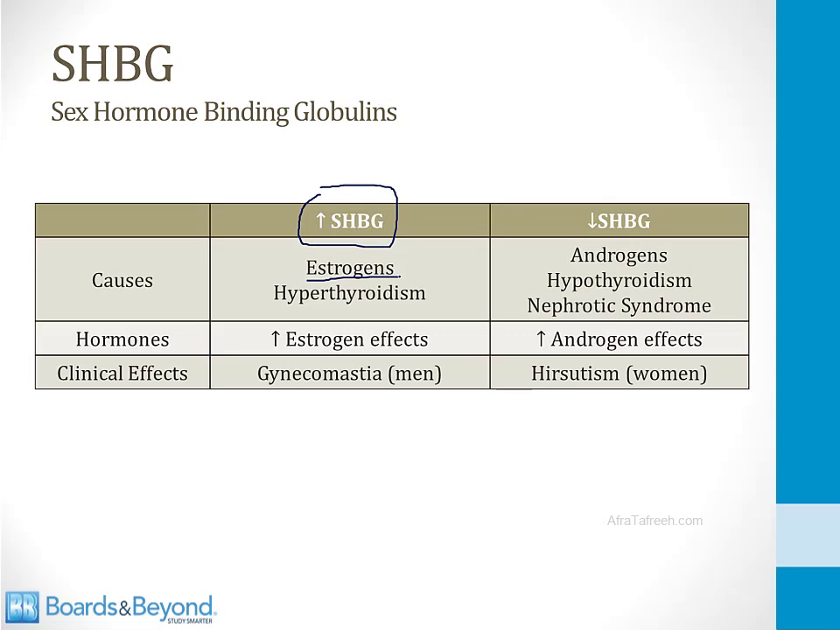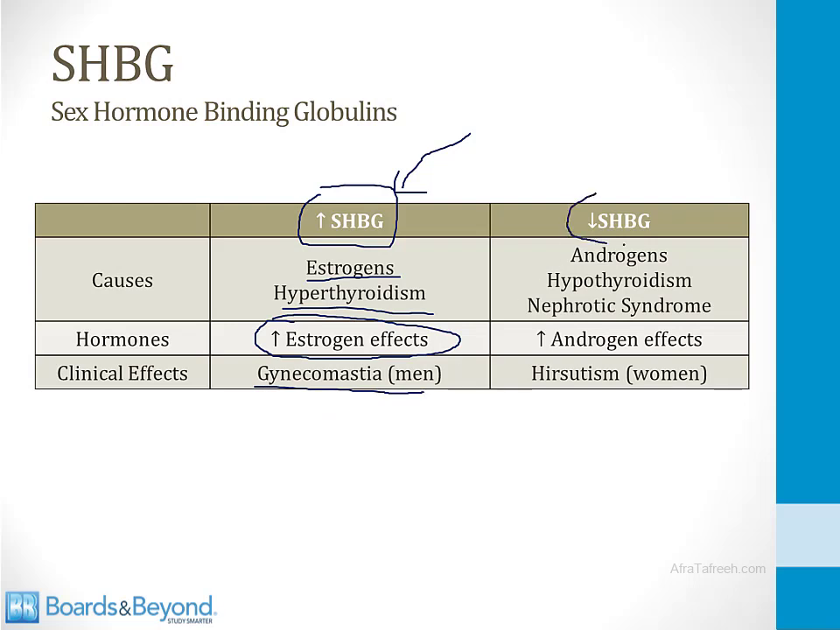You can also see a rise in the sex hormone binding globulin level in hyperthyroidism. In both of these instances, you can see an amplification of the estrogen effects because the amount of free estrogen relative to androgen will become increased due to the rise in sex hormone binding globulins. This can potentially cause gynecomastia in men from the excess of estrogen effect.